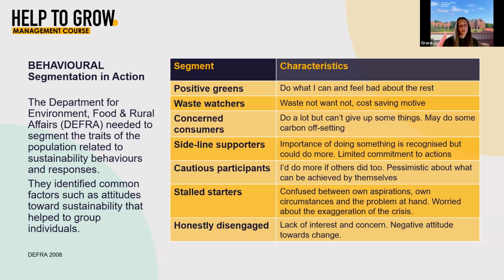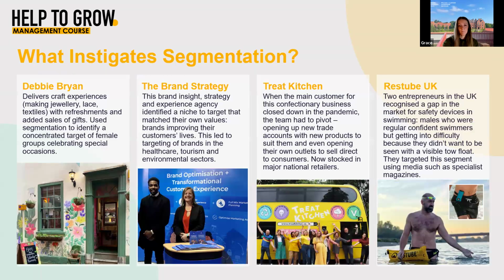Alternatively, they were able to identify what segments were taking priority in terms of who does need communicated with, and the different types of on the ground activities or efforts that needed to take place. So that's just a quick example there of behavioral segmentation in action.